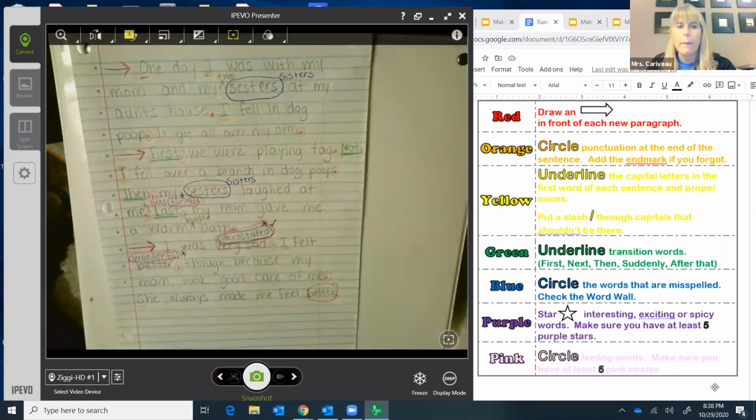All right, so now I look at my paper and I see red, orange, yellow, green, blue, purple, and pink. So that tells me that I have done all of my rainbow editing. So then I'm ready to move on to the next step tomorrow.